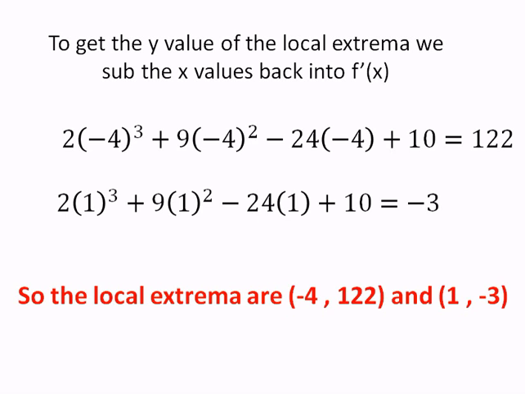Subbing in x = −4, as you can see, we get 122, which means the coordinates of the local maximum are (−4, 122). Similarly, if we sub in x = 1 into the original function, we get −3, which gives the coordinates of the local minimum as (1, −3).